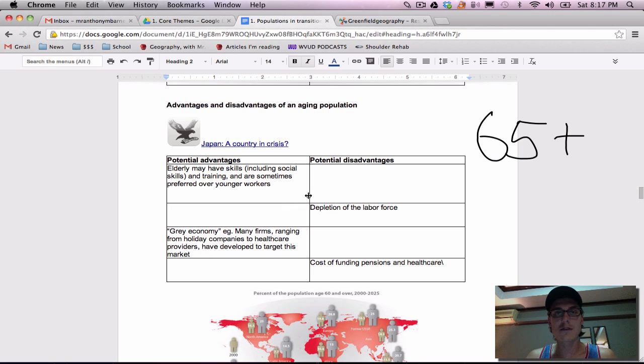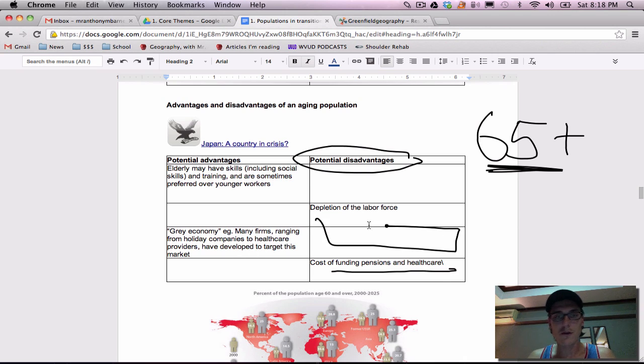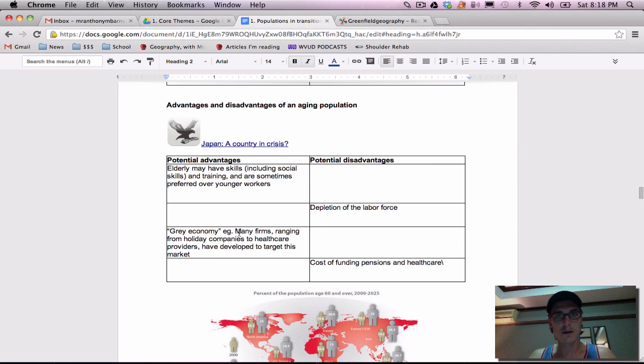They definitely need support too, and so you have to provide for them and think about if your population is aging. Elderly people, they need things. So in terms of disadvantages, right, you need to fund health care and make sure that the elderly people are taken care of, and you can put in your own geographic mind in those boxes.